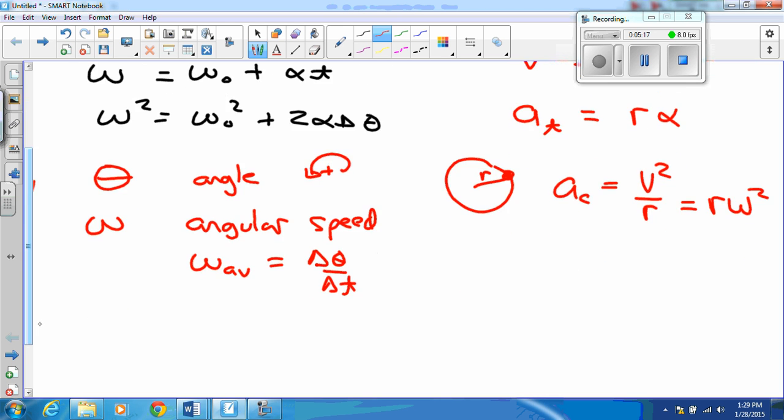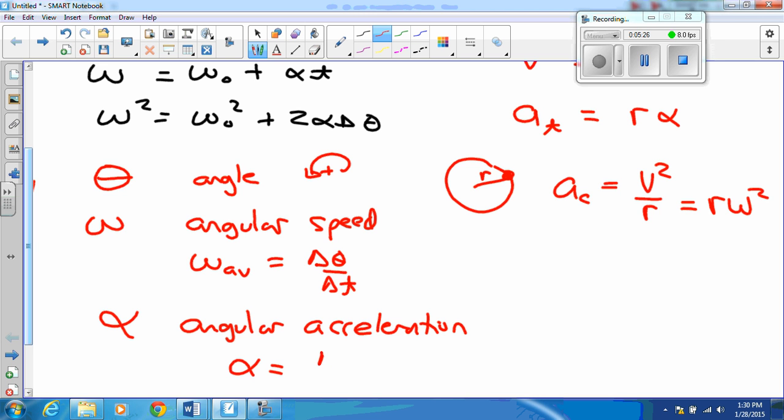And then alpha is the angular acceleration, which is the rate at which my angular speed is changing. And alpha and omega have the same relationship to each other as velocity and acceleration do. So that if an object is speeding up, then alpha and omega have the same sign. And if an object is slowing down in a rotational sense, then they have opposite signs. Does that help? Is that what you were asking?